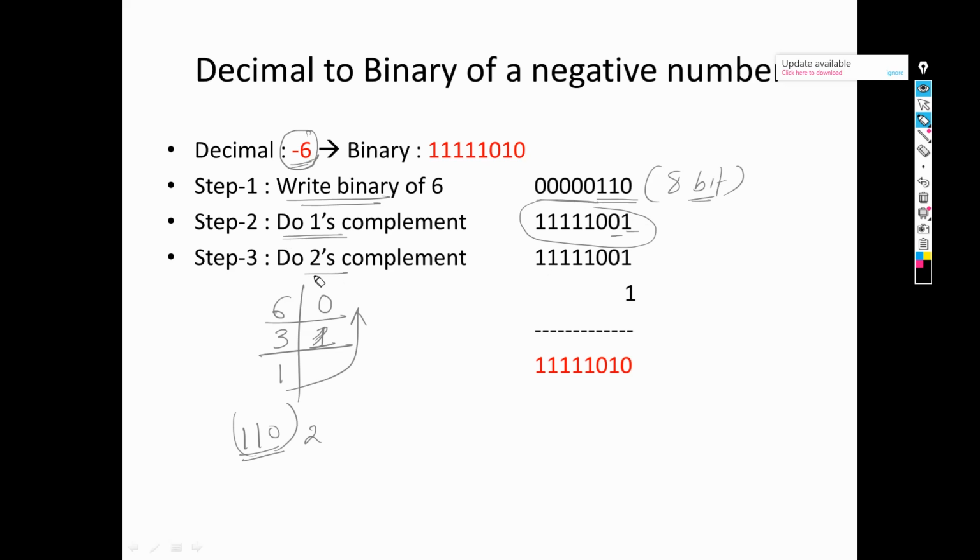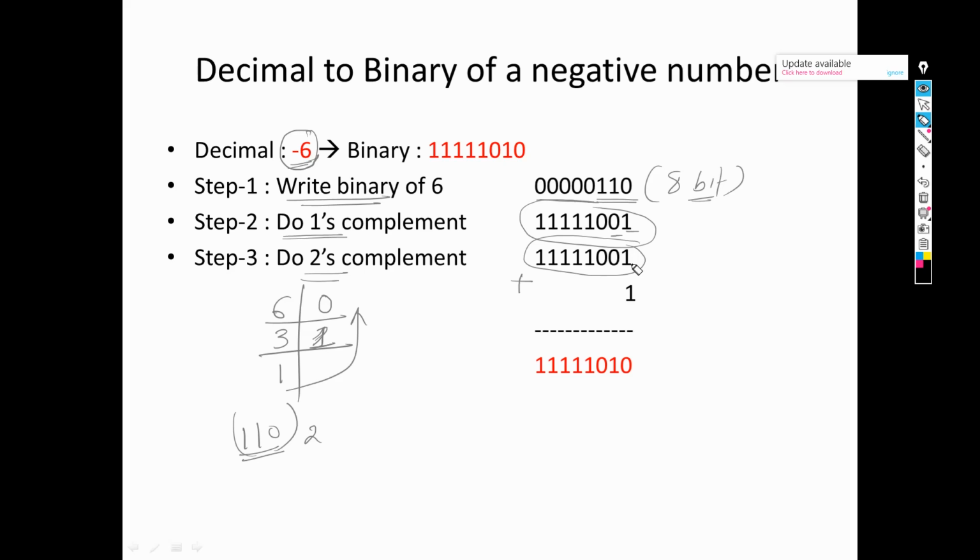Now what we need to do? We need to do the 2's complement of the 1's complement. Now what is 2's complement? 2's complement is 1's complement plus 1. So we are going to perform an addition operation on binary numbers.